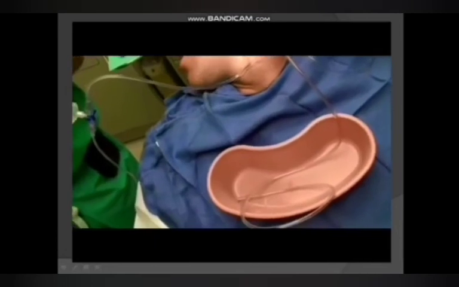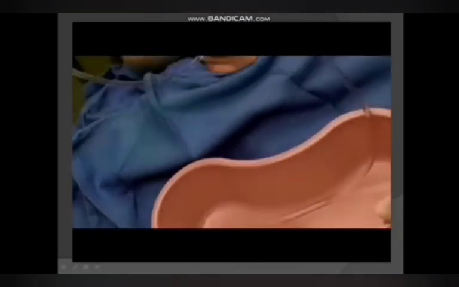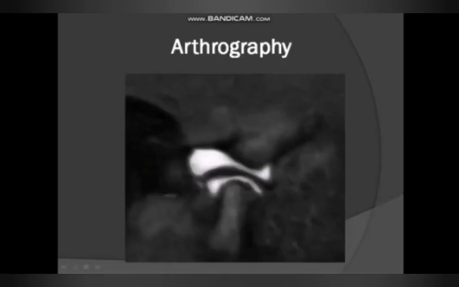Here we can see irrigating fluid passing through the outflow IV line. In this picture, we can see this is the space occupied by the disc. It can be visualized lying between the layers of contrast material. So this space in radio-opacity is filled with contrast material, and the disc is visualized between them.